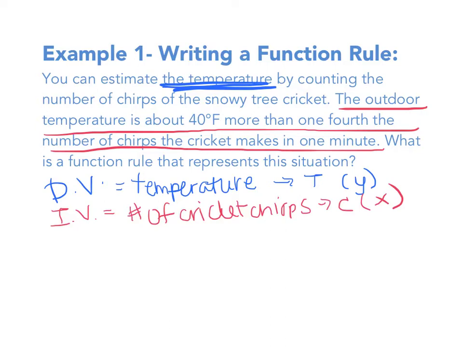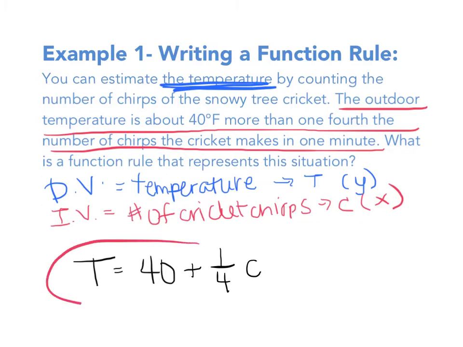So now, to write my function rule, the outside temperature T is equal to, I'm just going to write what this sentence says here, 40 degrees Fahrenheit more, so that's 40 more than 1/4 the number of chirps a cricket makes in 1 minute. And that's all I have to do. That's my final answer for my equation that I built from the word problem. It's just reading the sentence that you're given and building a function from that.